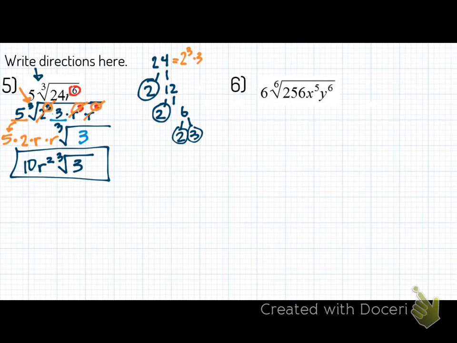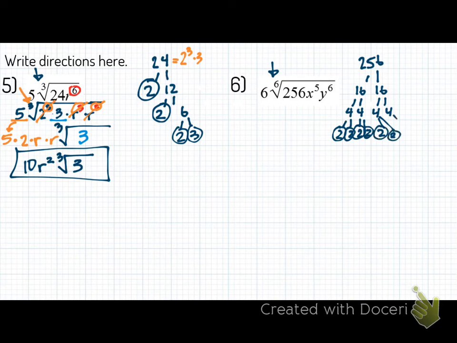So the first thing you should do is, of course, we're looking for 6 of the same number that are being multiplied. I know 256 is like 16 times 16. That's only 2 of the same number. 16 is also like saying 4 times 4, which is 4 of the same number. So let's break that down some more. Each of these 4s is like 2 times 2, right? And if I have 4 4s, that means I'm going to really have 2 to the 8th power. So 256 is really like saying 2 to the 8th power, okay?